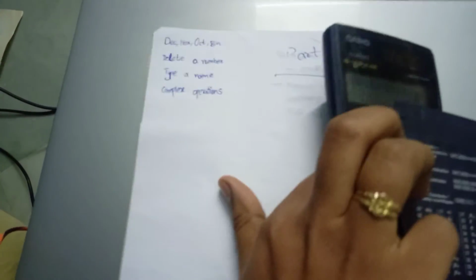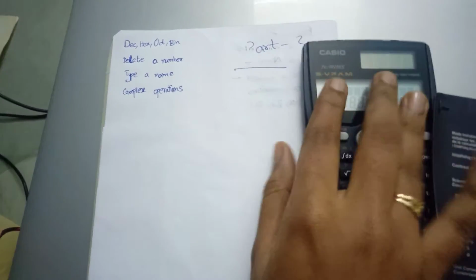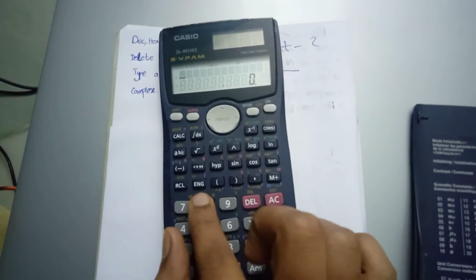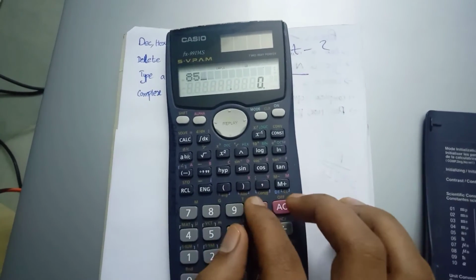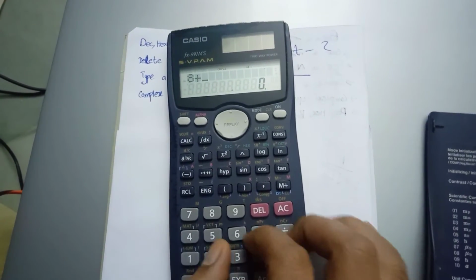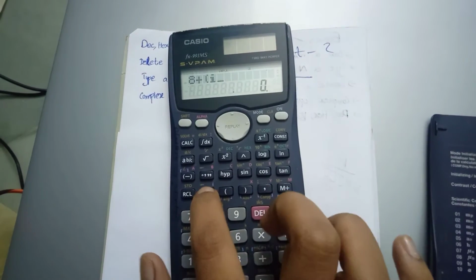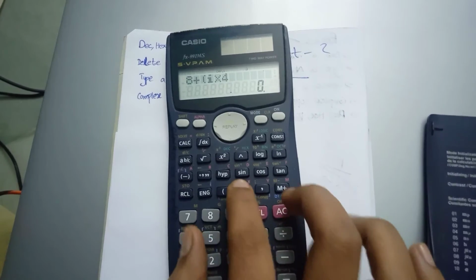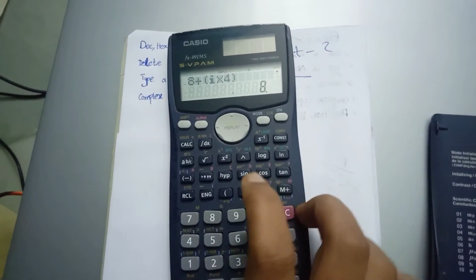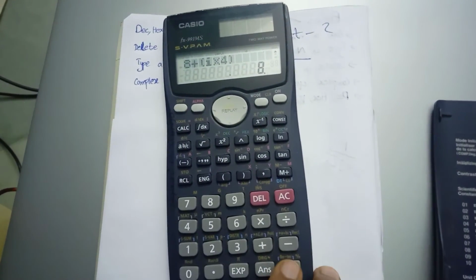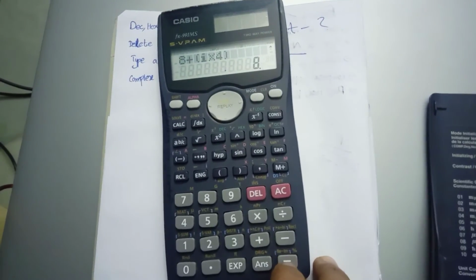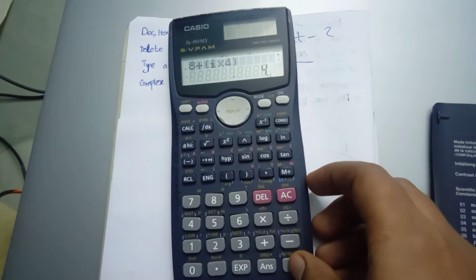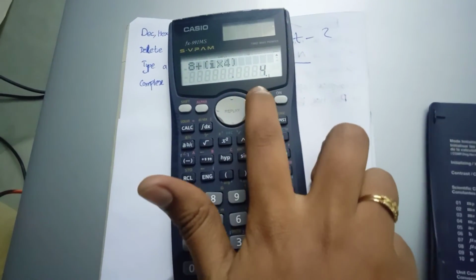Next, complex operations. I want to convert a complex number to a polar form. So I have a real number plus i into some imaginary number, equal to, so it shows a real number, and when you press shift equal to, it shows the imaginary number.